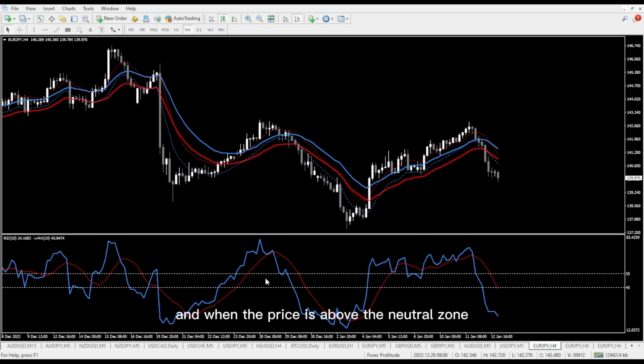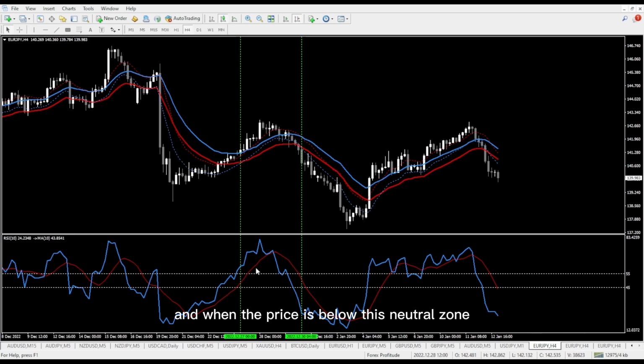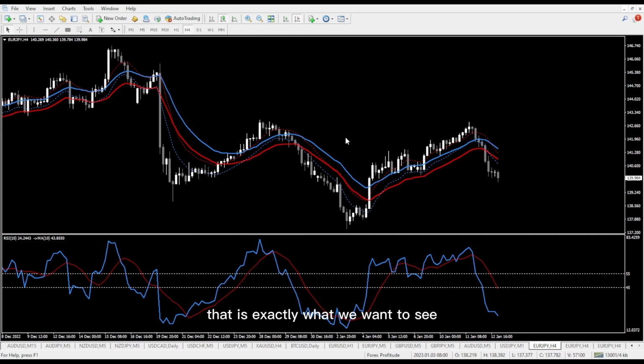When the RSI is above the neutral zone, we're going to find that the market now has some momentum. And when the price is below this neutral zone, we're going to find, again, that the market has some momentum. If the RSI can get above or below its 55 and 45 levels, we're going to often find that the price or the market is going to want to continue in that direction. And as a trader, that is exactly what we want to see. We want to see that the market continues in the direction that we place the trade. With that being said, let's take a look at a couple of examples.